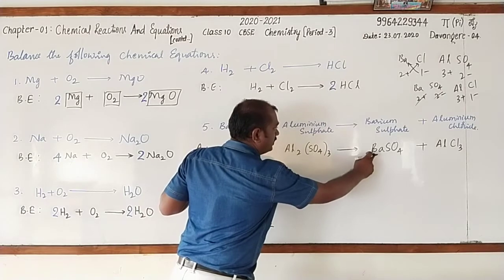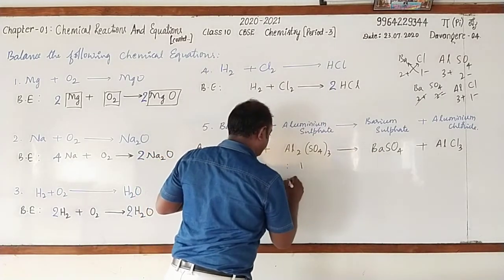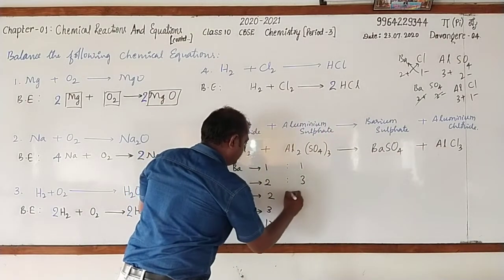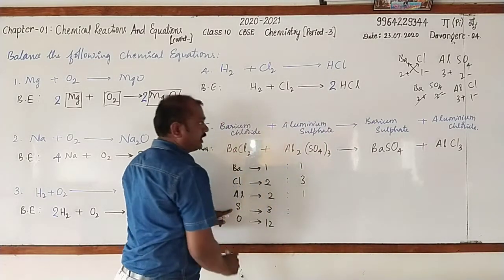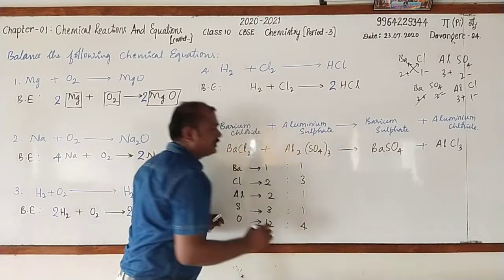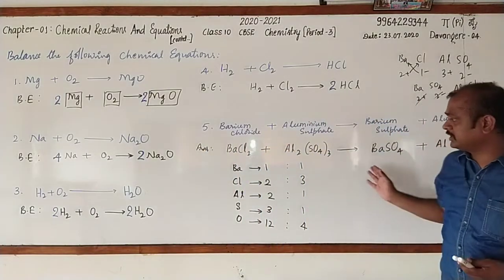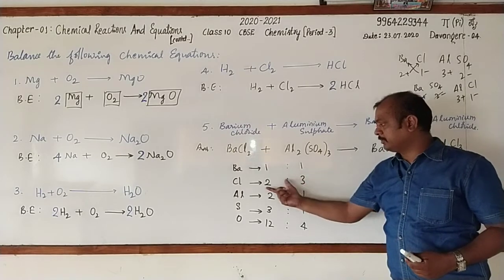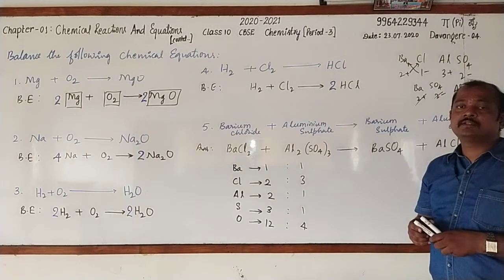Then observe here in RHS, barium 1, chlorine. How many are there? 3. Then aluminium 1, sulfur 1, oxygen it is 4. Clear up? Now whether the equation is balanced? No, because only barium atoms are same but remaining are not. Hence let us go for balancing the chemical equation.